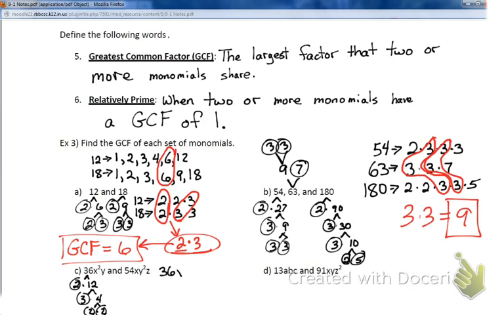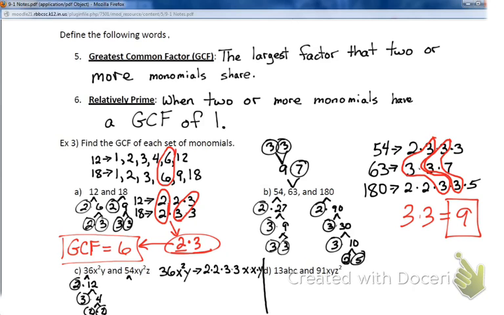So for 36x squared y, I'm going to write my prime factors, which is 2 times 2 times 3 times 3, and then I also need to write out my variables, which will be 1x, 2 x's, and 1 y. So there's my 36x squared y.